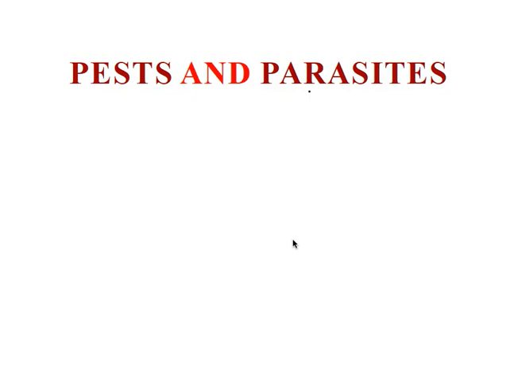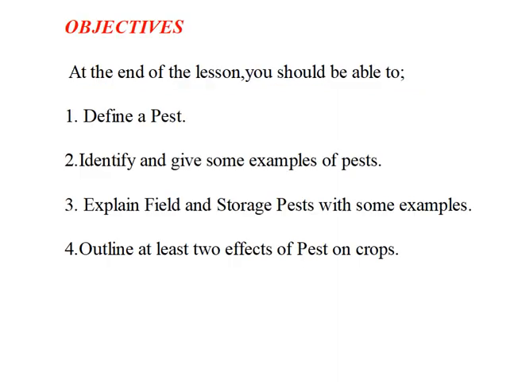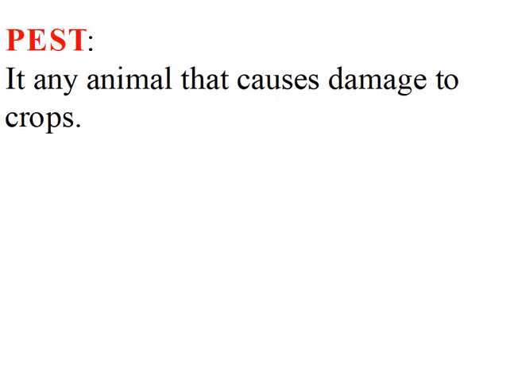Our topic for today is pests and parasites, but for the sake of time we will only look at pests. At the end of the lesson you should be able to: 1. Define the pest, 2. Identify and give some examples of pests, 3. Explain field and storage pests with some examples, 4. Outline at least 2 effects of pests on crops.